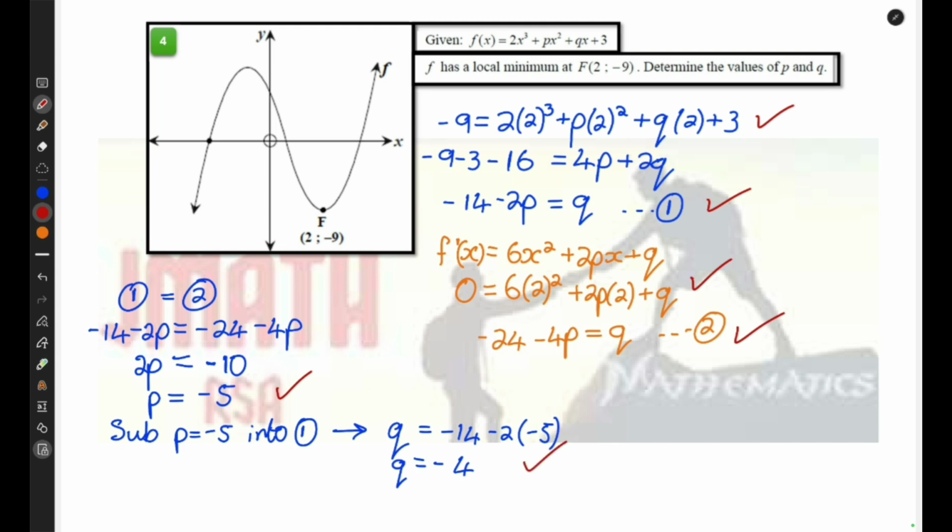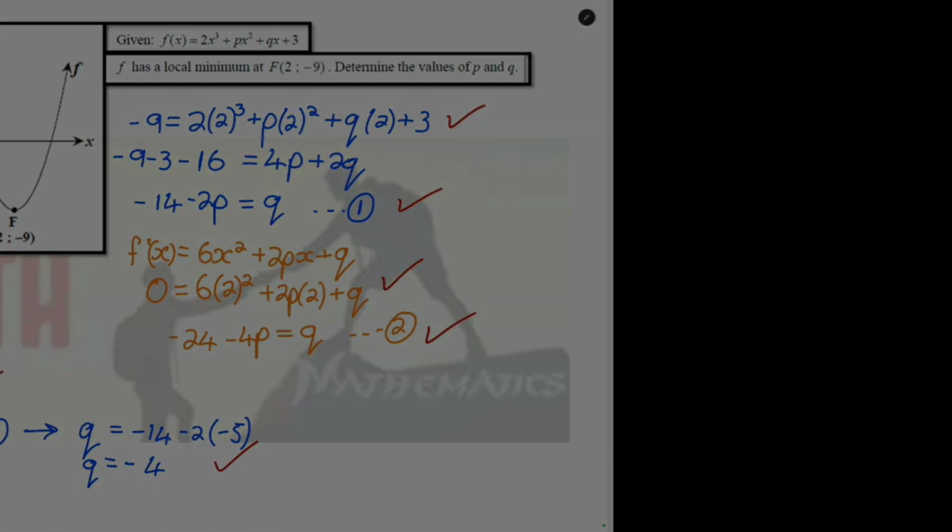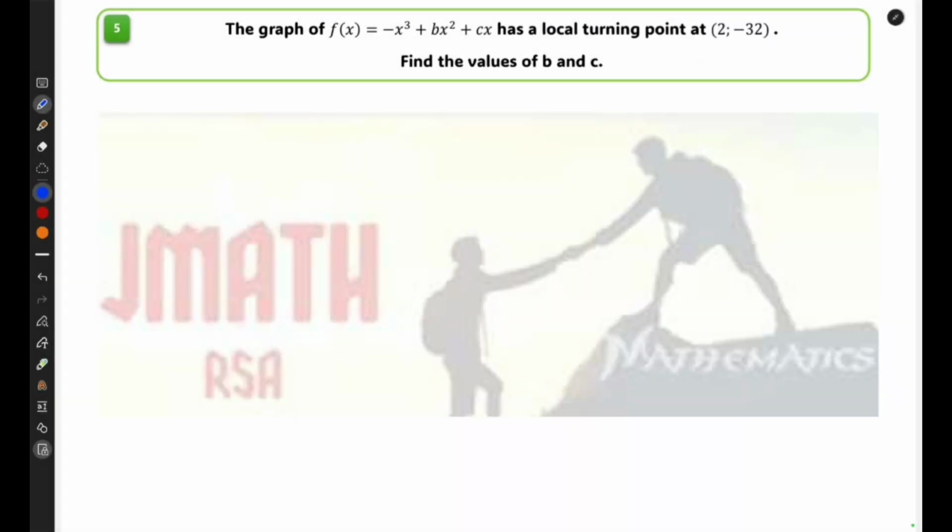So this is a question that you'll easily see in an exam. Lots of marks, and if you didn't study, you won't remember how to do this. So please don't let them catch you out. You now know how to do this, and you can get full marks. Question 5. The graph of f(x) has a local turning point at (2, minus 32). Find the values of b and c.